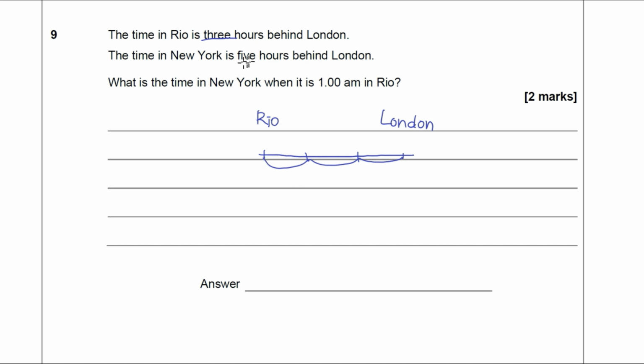And then New York is 5 hours behind London. So New York, I'll say New York is here. 5 hours behind London. 1, 2, 3, and then 4, 5. Now, what's the time in New York when it is 1 a.m. in Rio, 1 a.m. here, 12 a.m., and here is 11 p.m. Okay, so in New York it's 11 p.m.